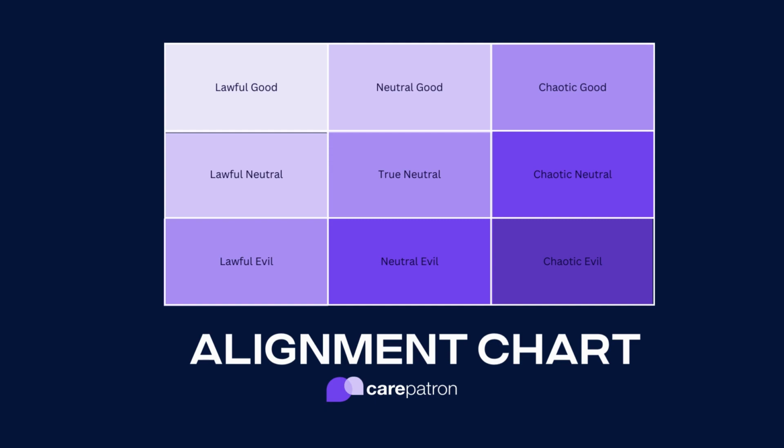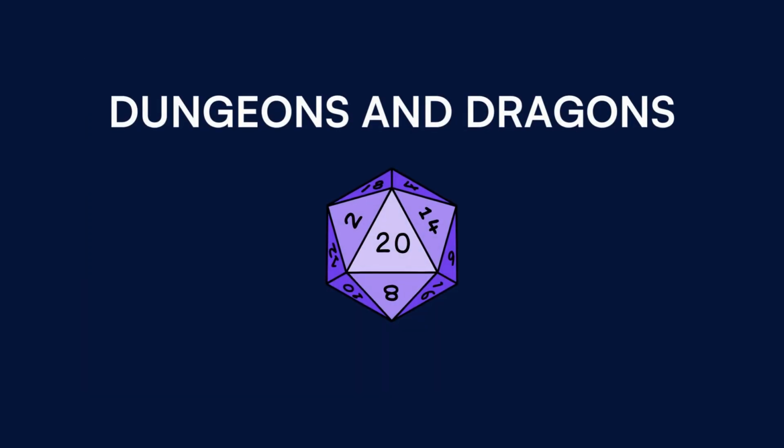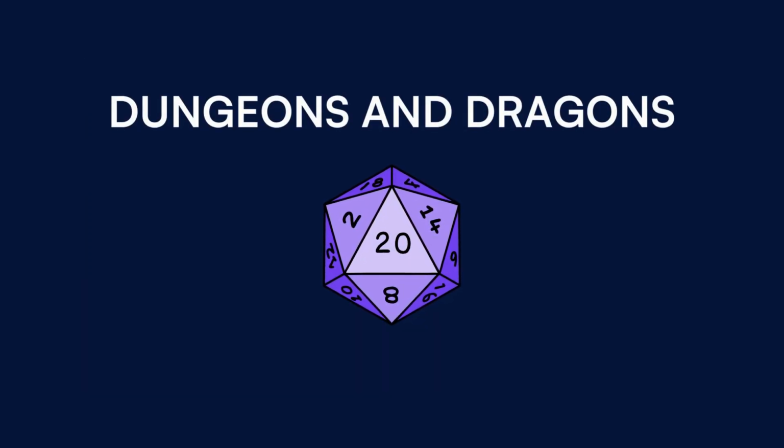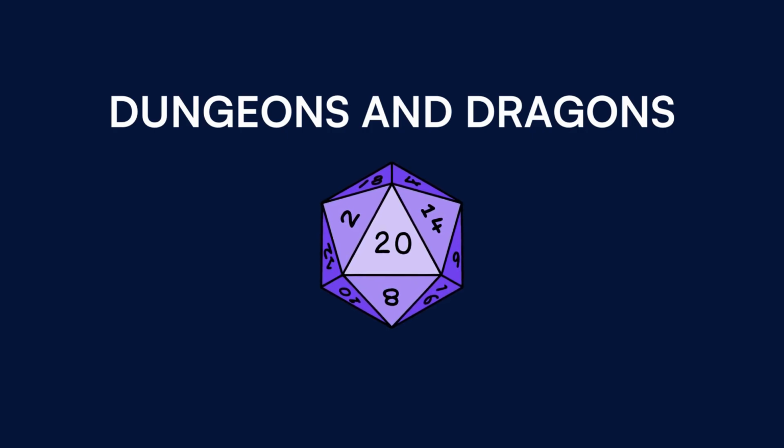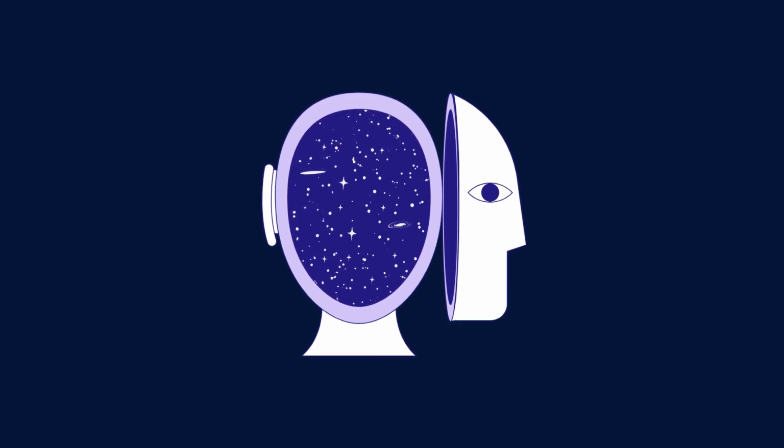this is how to use the alignment chart test. Alignment chart tests are questionnaires designed to evaluate an individual's moral and ethical values. These assessments are frequently employed in role-playing games such as Dungeons & Dragons, aid players in crafting and evolving their characters. Nevertheless, these tests can provide introspection and personal development.